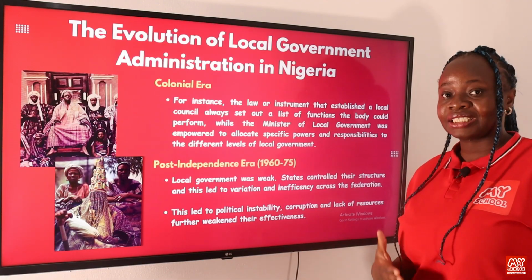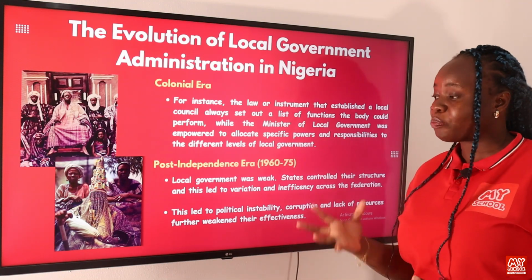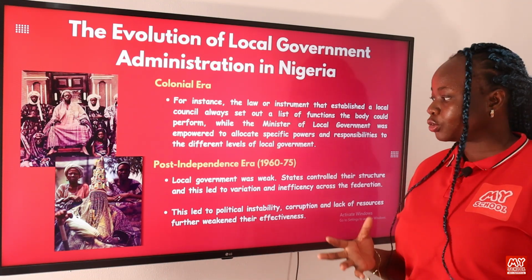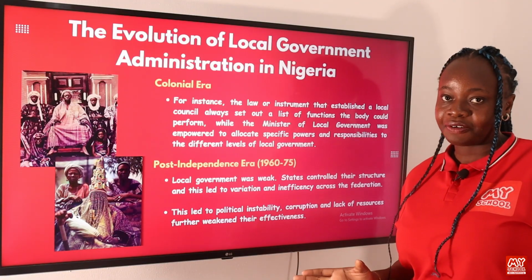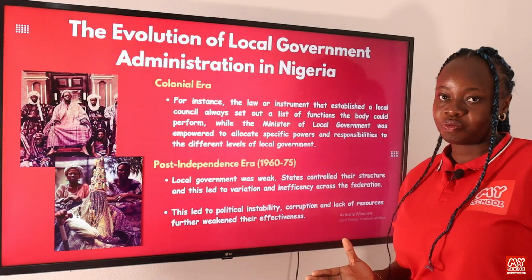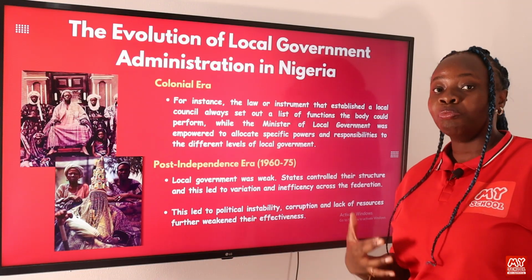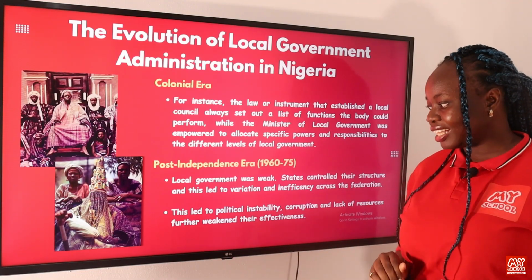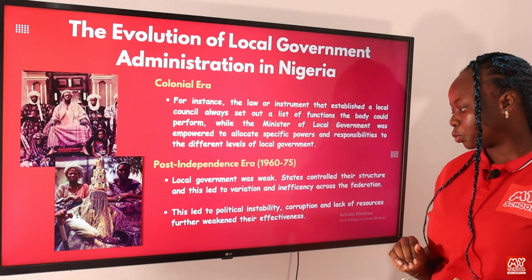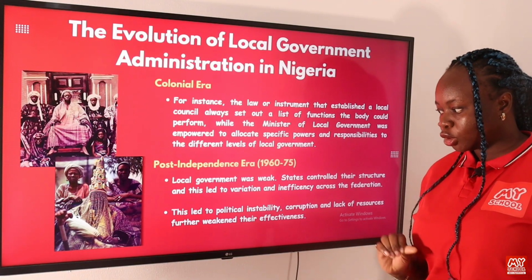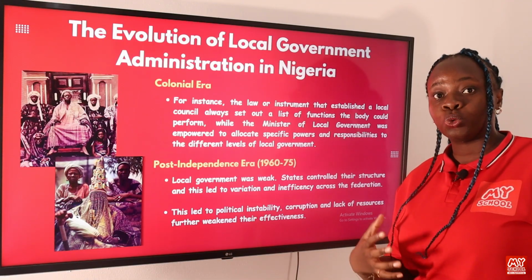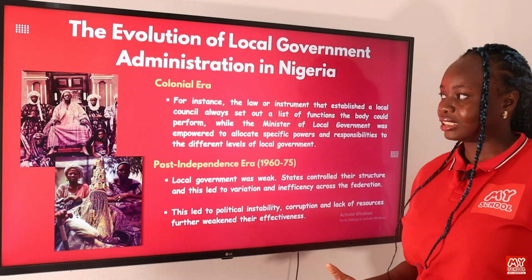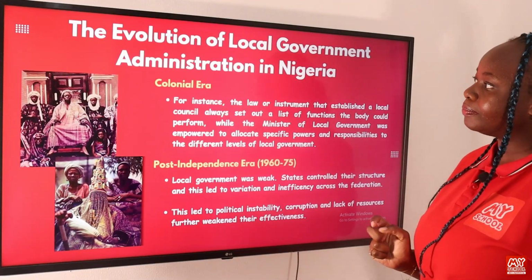Most of the functions that the local government is performing now were performed mostly by the state governments. And so the local government at that time was very weak. They were still receiving policy direction from the federal and state governments, and they were not allowed to make decisions on their own. So this led to political instability, it led to corruption and the lack of resources, which further weakened their effectiveness. So they were not given enough resources to perform certain functions within the community. Let's move on to the next slide.